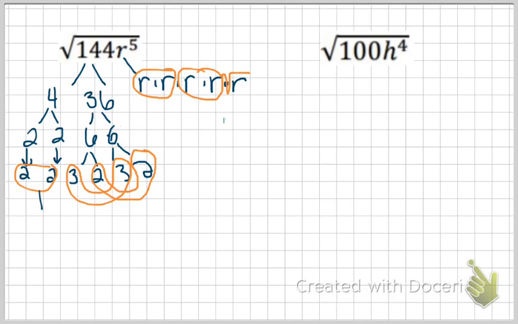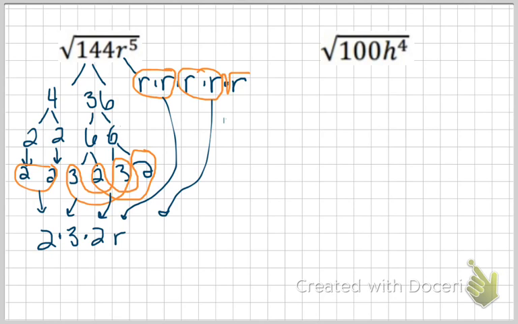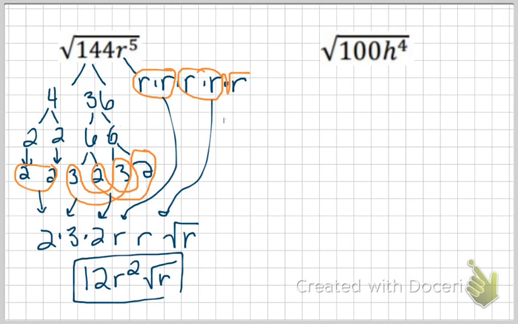So in our final answer, we have a 2 times 3 times a group of 2 times a group of r, or a pair, another r, and then finally the square root of r. So our final answer, we can write it as 2 times 3 is 6 times 2 is 12. There's 2 r's, so r squared, and the square root of r. And that is our simplified answer.